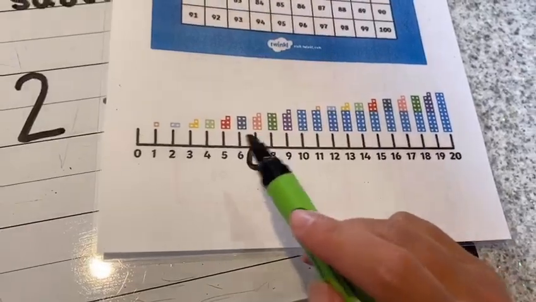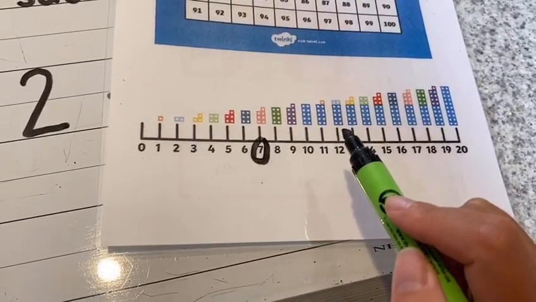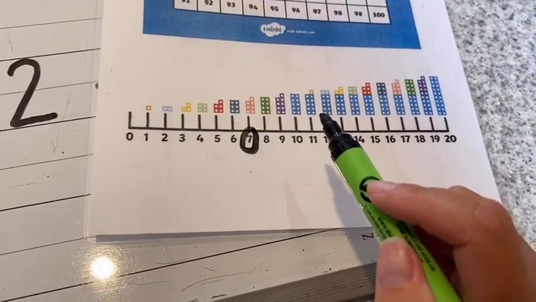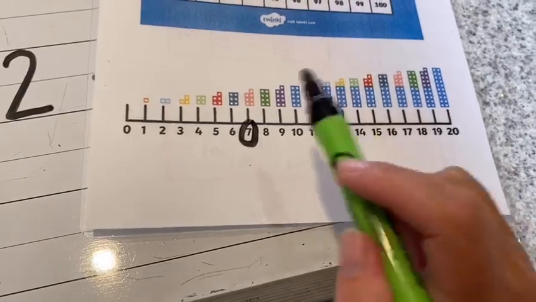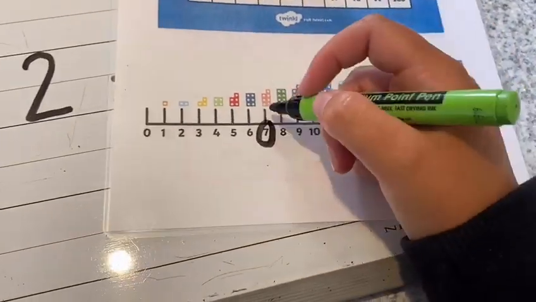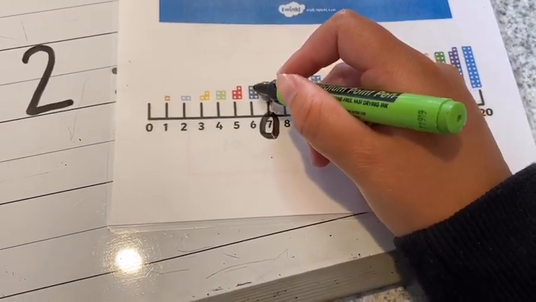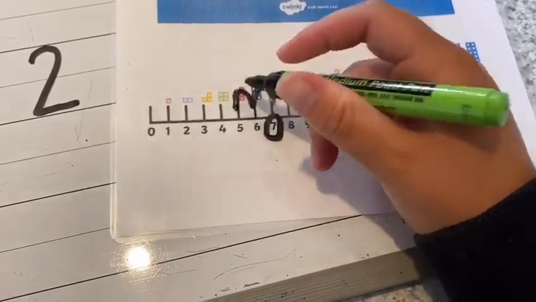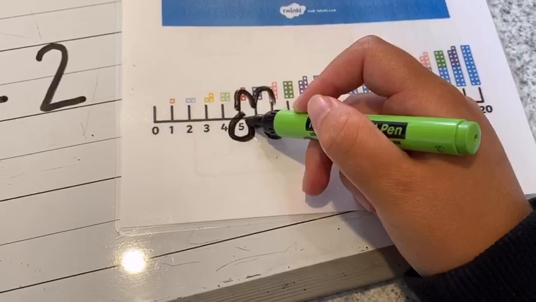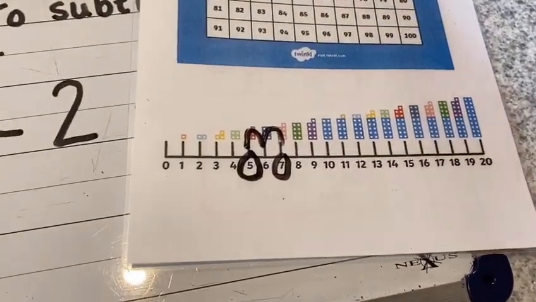When we're adding, we jump forwards on our number line, don't we? Now I wonder who can remember which way we jump when we're subtracting. That's right, we jump backwards. So 7 subtract 2. I start here and I jump back 2. 1, 2. So 7 subtract 2 equals 5. So that's how we can do it using a number line.